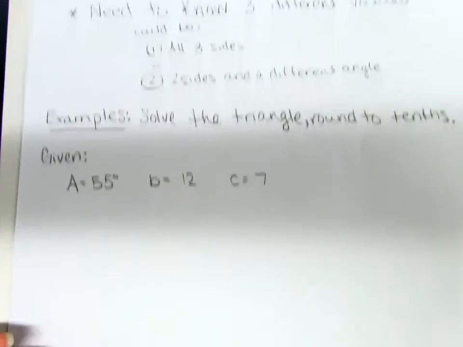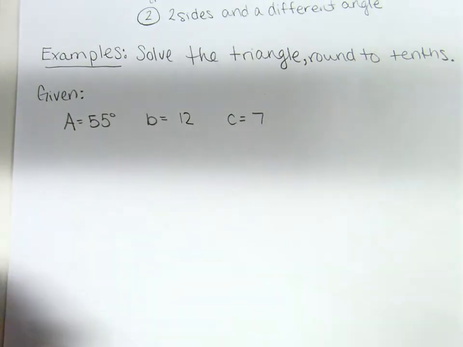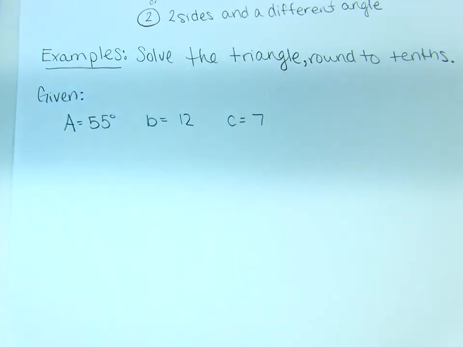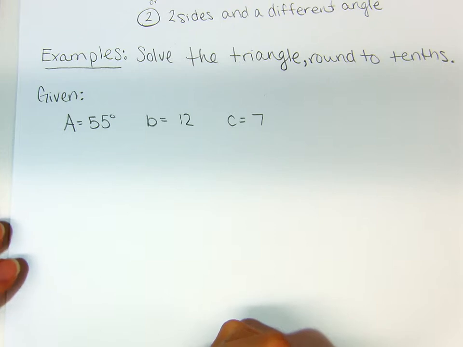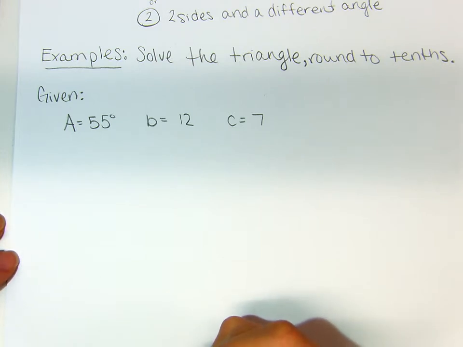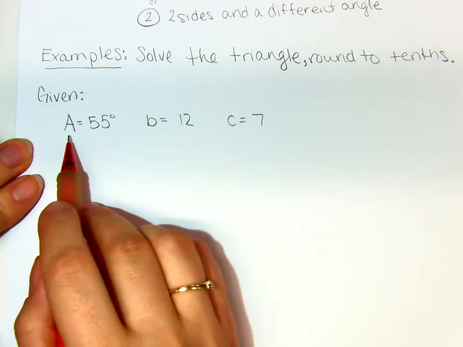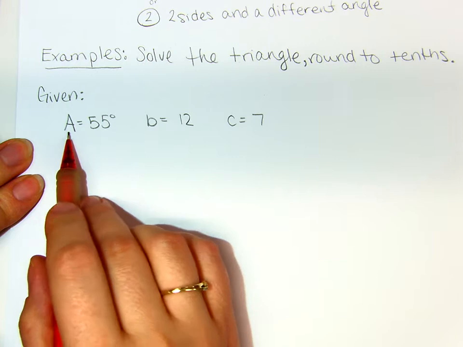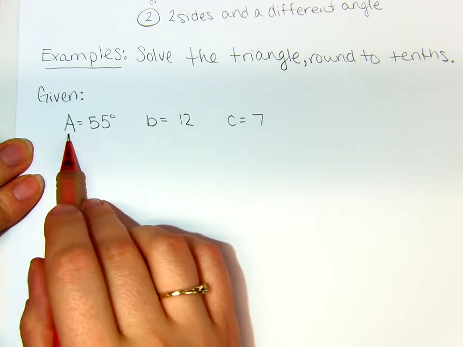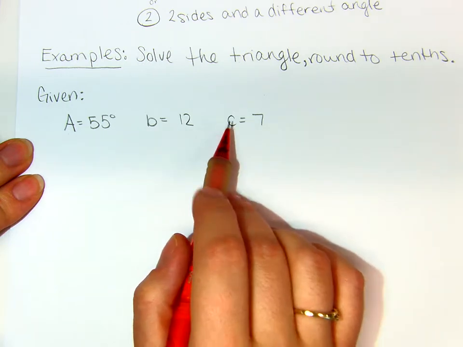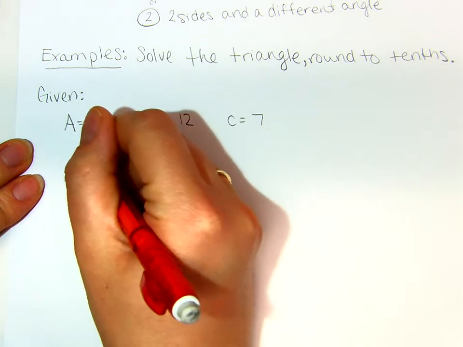So if we do an example, I want to solve the whole entire triangle, and if it's necessary, I'm going to round to the tenths place. So I want to solve the triangle if I have A equal to 55 degrees, b is 12, and c is 7. If you remember from geometry when you're labeling triangles, the large capital letters are the angles and the lowercase letters are the sides. So I'll draw a triangle.